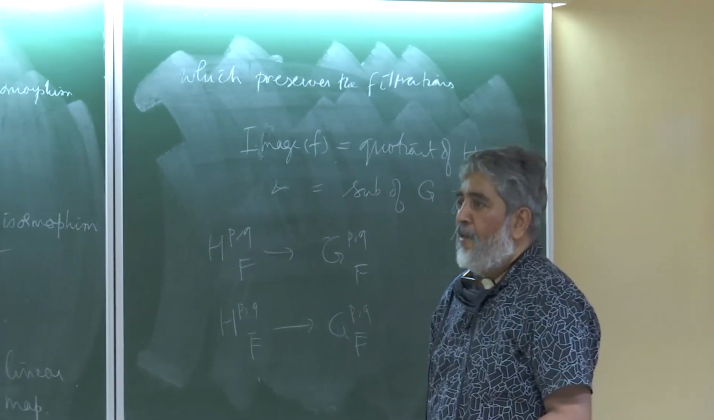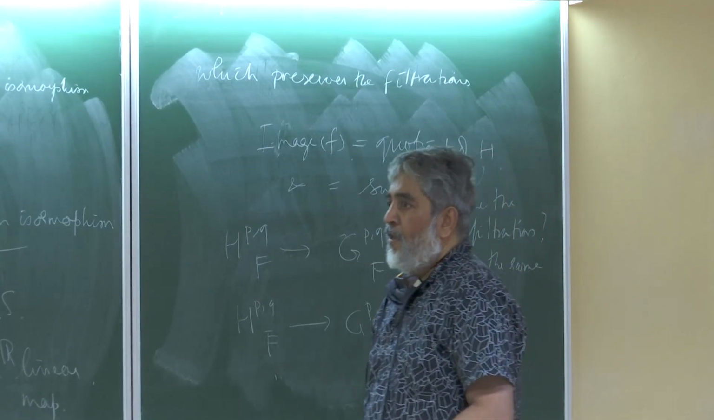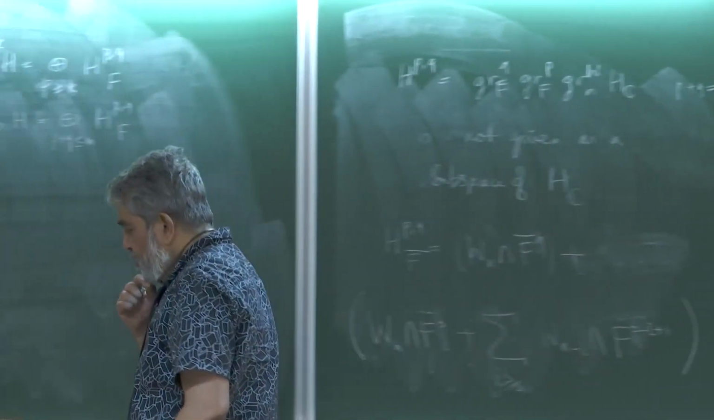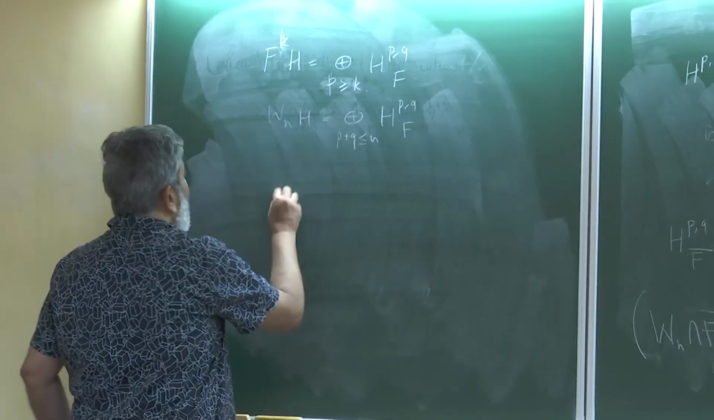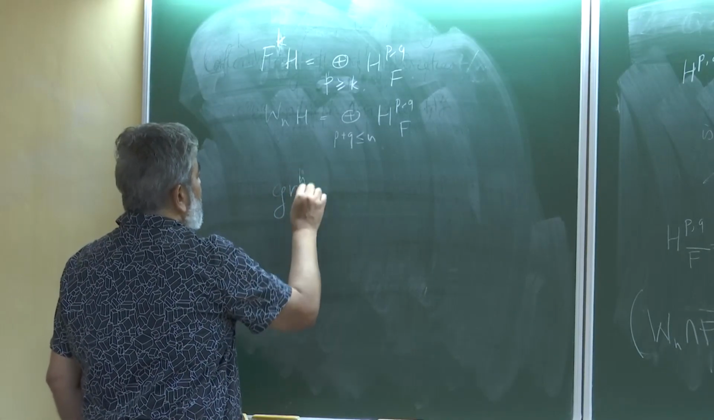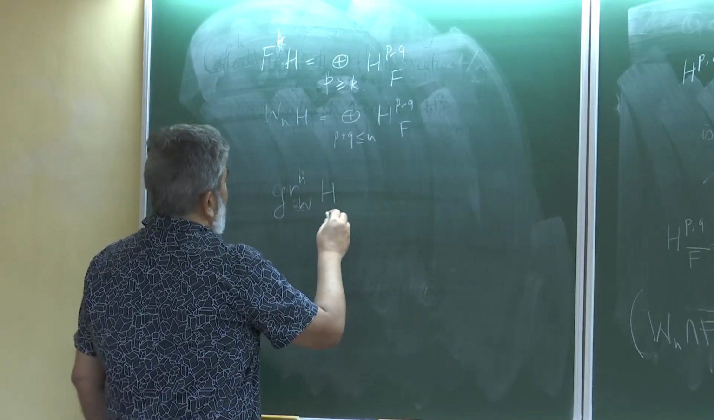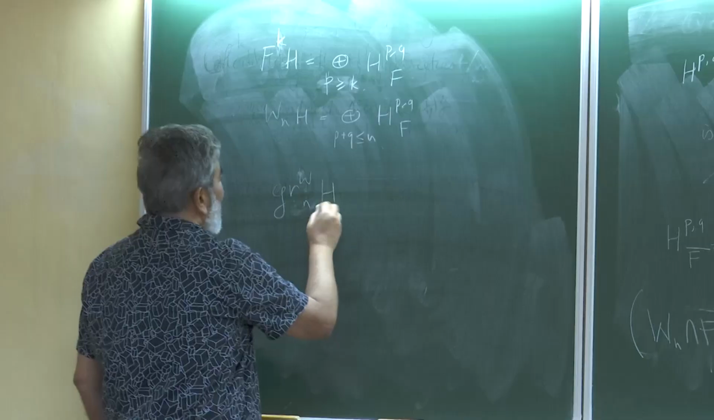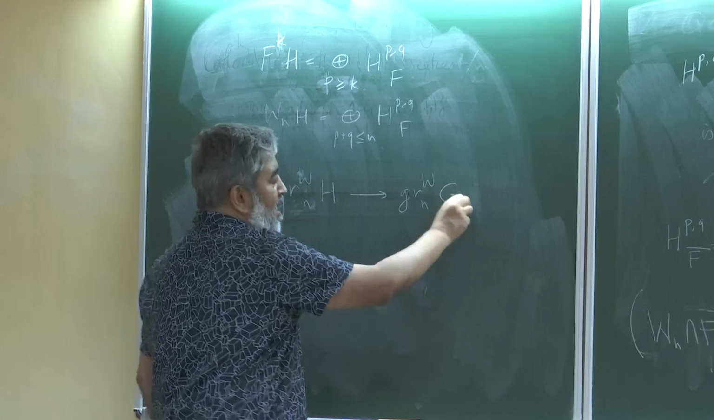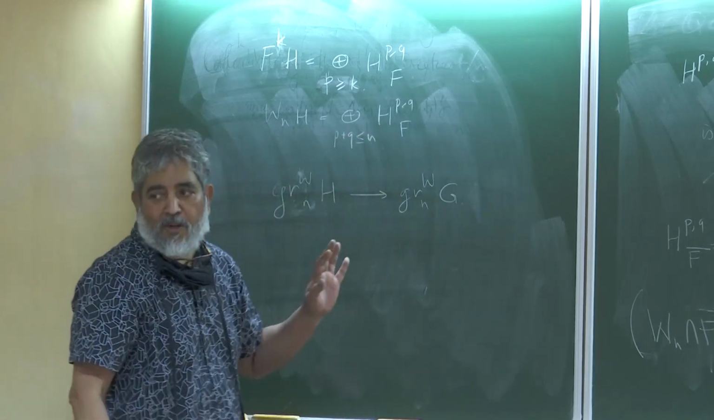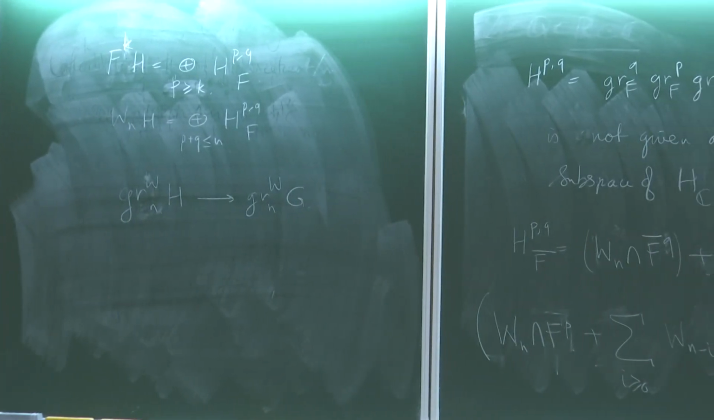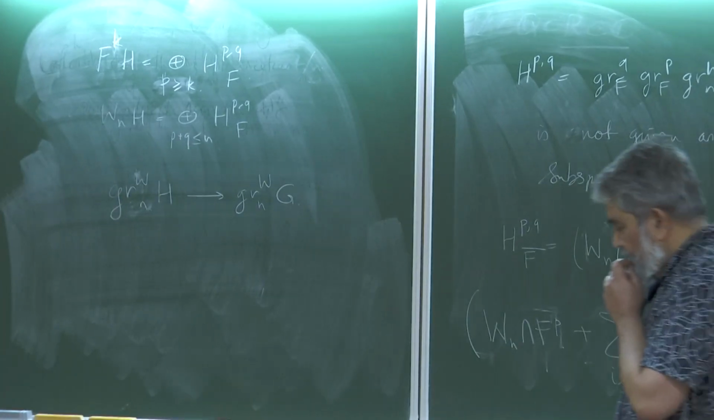Can you break up the definition into a definition of a morphism of pure Hodge structures? You get a morphism of pure Hodge structures, that is correct. So I could take gr_n^W H to gr_n^W G. That is a morphism of pure Hodge structures, and then something more has to be described.